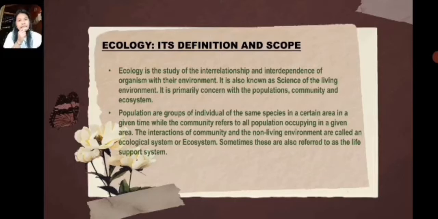community and the ecosystem. Populations are groups of individuals of the same species in a certain area in a given time, while the community refers to all populations occupying a given area. The interactions of the community and the non-living environment are called an ecological system or ecosystem. Sometimes these are also referred to as the life support system.